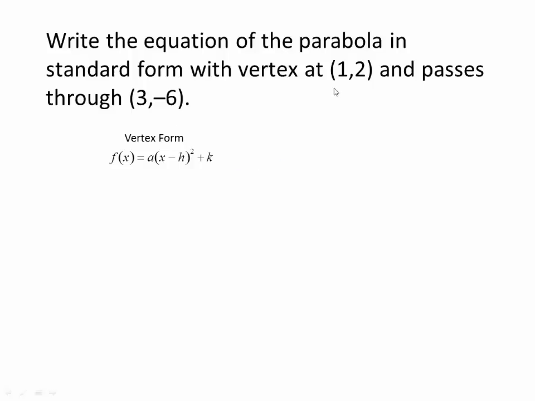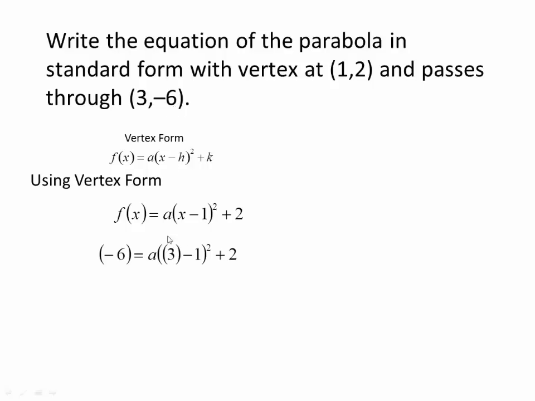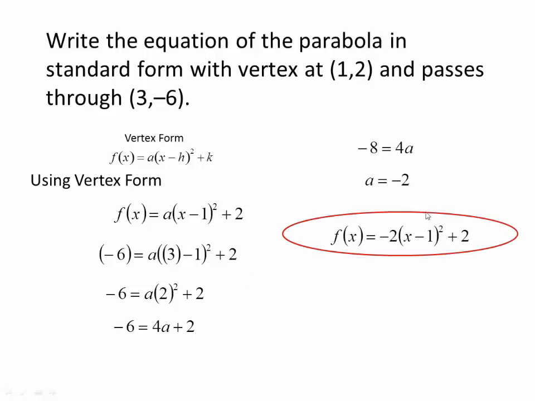First, when I write it in vertex form, I have h, k, x, and y. So we have everything here except for the a. So all we have to do is solve for the a. So writing in vertex form, I put the 1 and the 2 here for h and k, and I also put 3 and the negative 6 for x and y. And then we just simplify, right? 3 minus 1 is 2, 2 squared is 4, so we get 4a plus 2, subtract the 2 from both sides, negative 8, divide by 4, get negative 2 is a, and we're done.